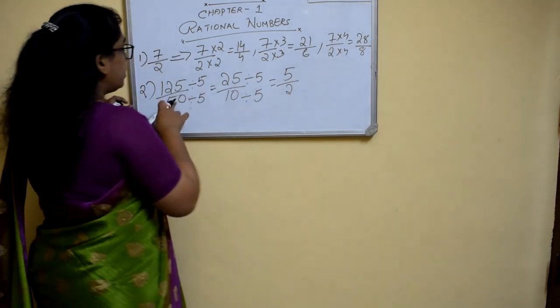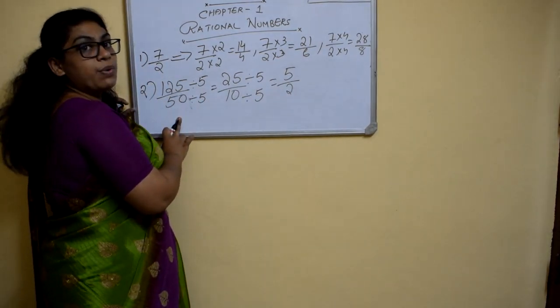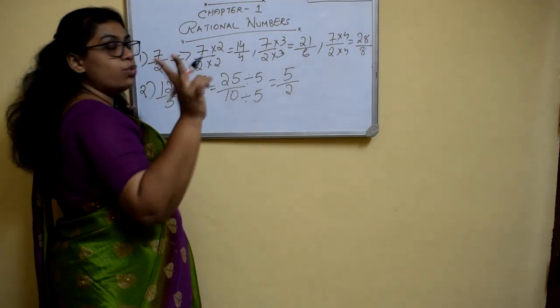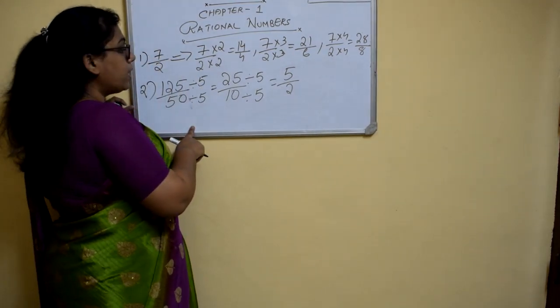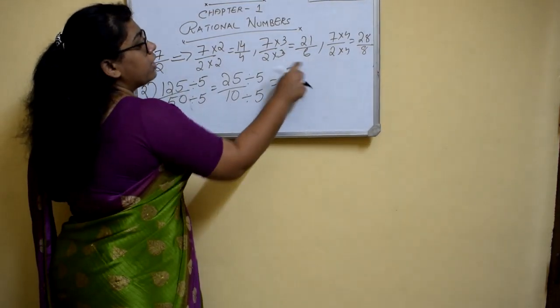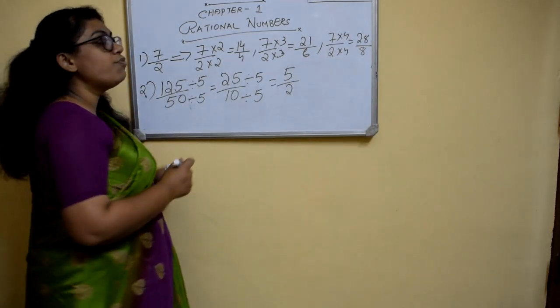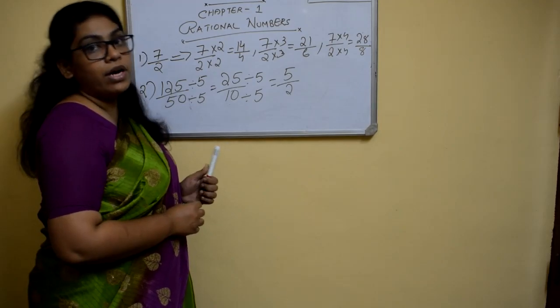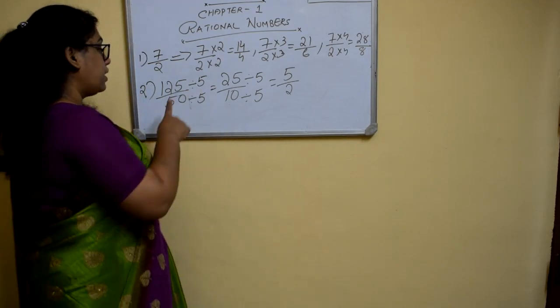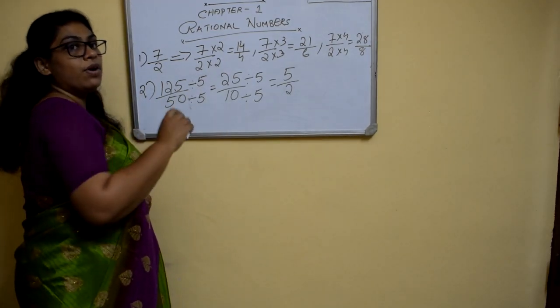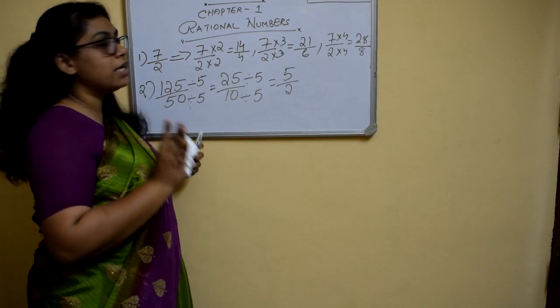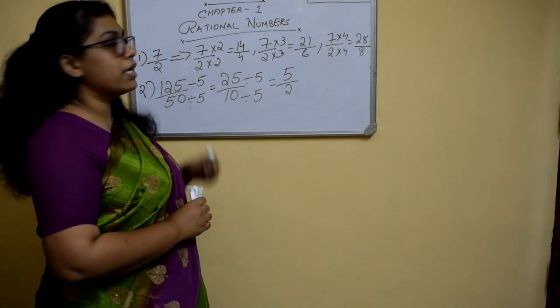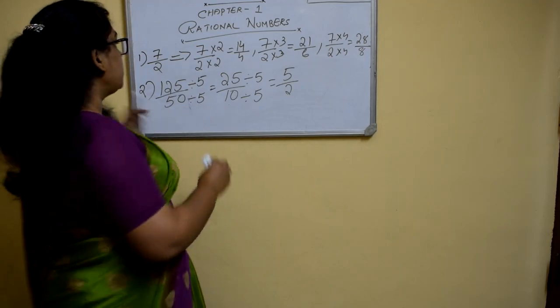So 125 by 50 is our question, and we got two equivalent rational forms of the given number: 25 by 10 and 5 by 2. But in the case of multiplication we get infinitely many equivalent forms of the rational number, whereas in the case of division we get only a limited, definite number of equivalent forms. Okay, did you understand this?